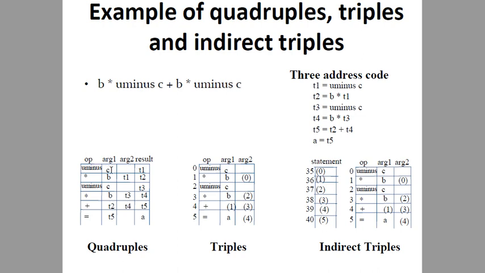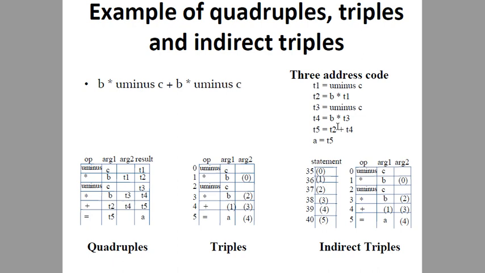In the first statement, what is our operator? It is unary minus. Only one argument is there, so argument 2 will be blank, argument 1 will be c, and the result will be stored in T1. The next statement is T2 = b * T1. The two arguments are b and T1, the operator is star, and the result is T2. Similarly for T3 we have the same thing.